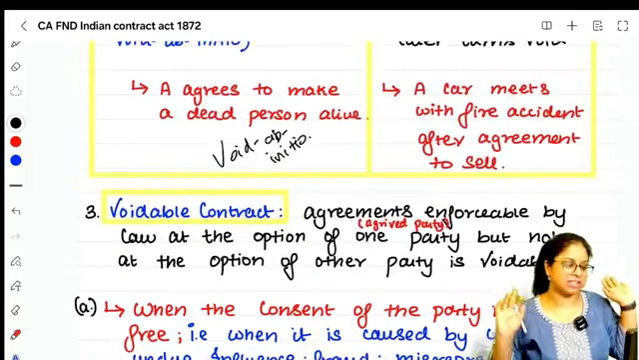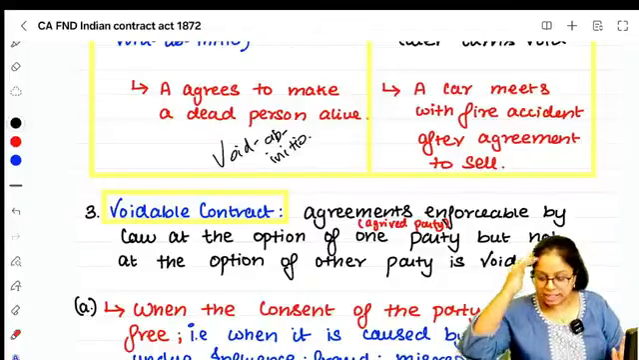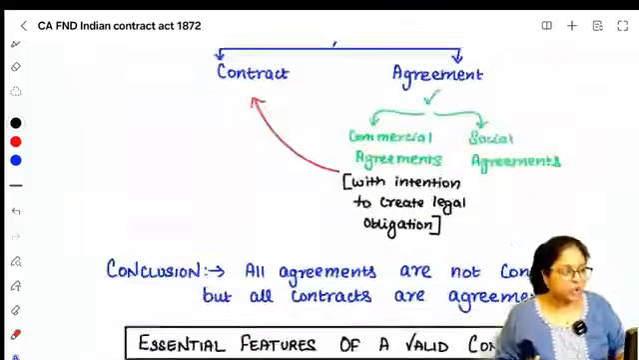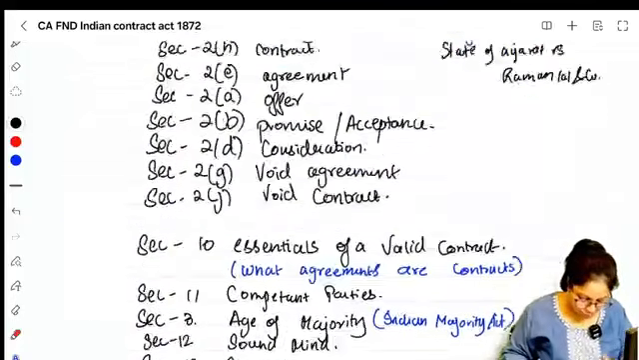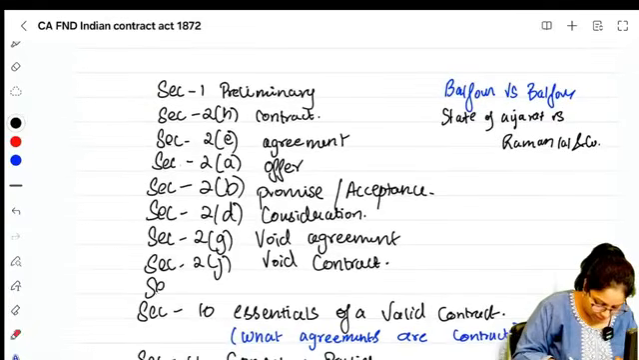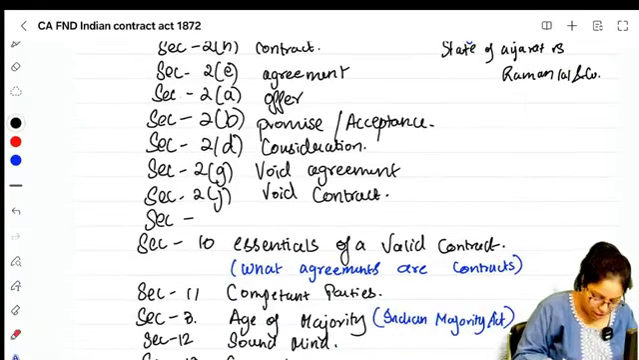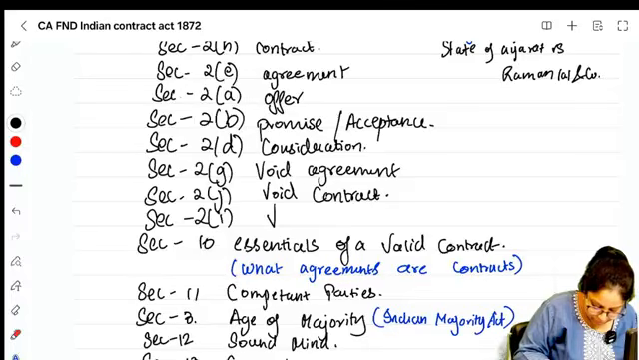And the last we are reading. Last for the day. Yes, last for the day. 2I. That is section number 2I. Voidable contract.